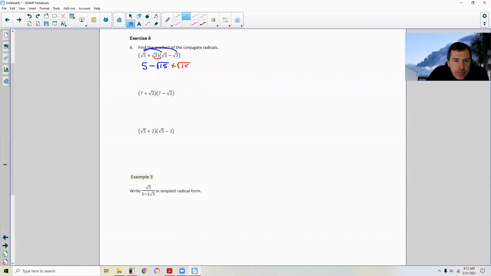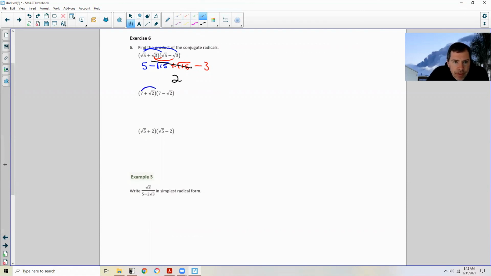And then the square root of 3 times the square root of 3 is 3, but it's positive times a negative, which is negative. So root 3 times root 3 is 3. The minus 15 plus 15 cancel. 5 minus 3 is 2. Okay?